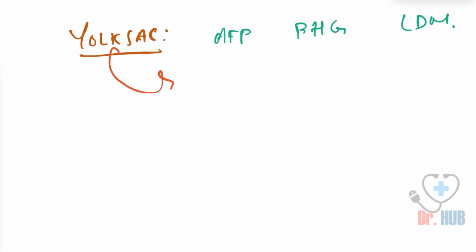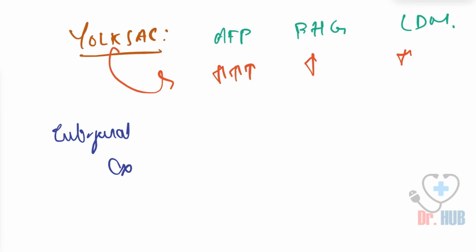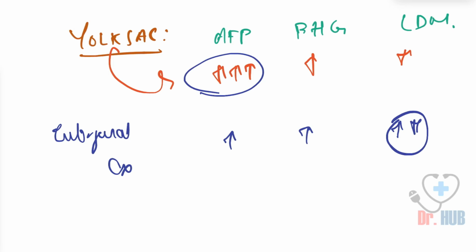In terms of the yolk sac tumor, the AFP is significantly high. Then we have the beta HCG and the LDH. Then we look at the embryonal carcinoma. Here also everything is increased, whereas the amount of LDH is significantly higher. Whereas in case of yolk sac, the AFP is significantly higher.